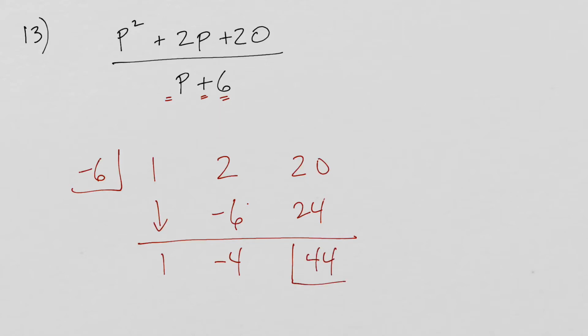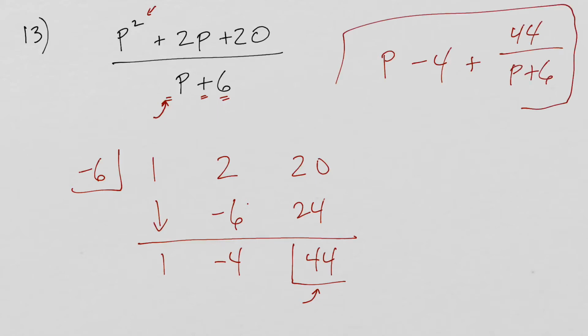That's my remainder. I don't need to divide these coefficients by anything because there's a 1 there, and if I divided it, I'd end up where I was anyway. So this is a p squared, so this is going to be a p, 1 less exponent, minus 4. And we're done. Oops, I'm sorry, there's a remainder on this problem. So p minus 4 plus, because this is a positive, 44 over p plus 6. And that's my final answer.